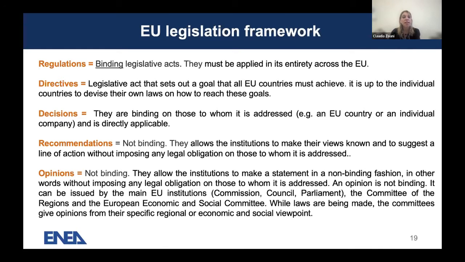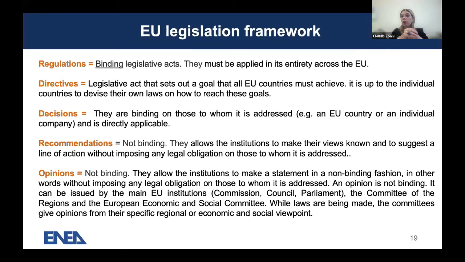Then we have decisions that are binding only on those to whom they are addressed, for example, a specific country or a specific company. We have recommendations that are not binding and allow the institutions to make their views known and to suggest, let's say, an action without imposing any legal obligation. And finally, we have opinions that are not binding and allow the different institutions to make statements.